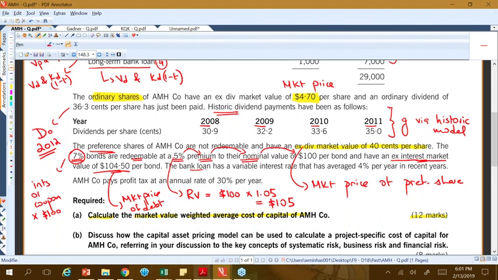The bank loan has a variable interest rate which has averaged 4% per year in recent years. This is the interest of the bank loan. And what I'm going to do is 1 minus the t to find the Kd (1 minus t). Tax is at 30%. So simply tax is at 30%, where we will use it in some of our calculations. Now, this is all the information available.